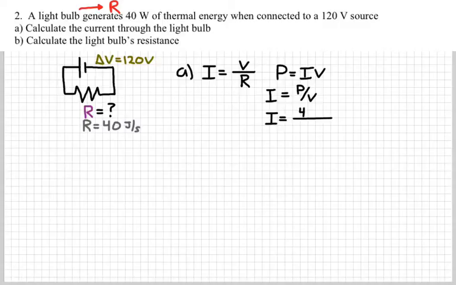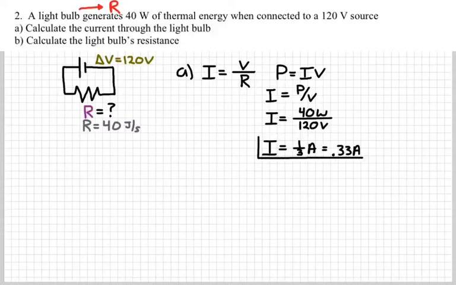And so we've got 40 watts of power, and we're connecting this thing to a 120 volt source. And when you do that arithmetic, you would get something in the neighborhood of 1/3, and our unit would be amps. Or you could write that as a decimal. Doesn't really matter. Either way you write it will be okay. And so that would be our current. Step 1 is done.